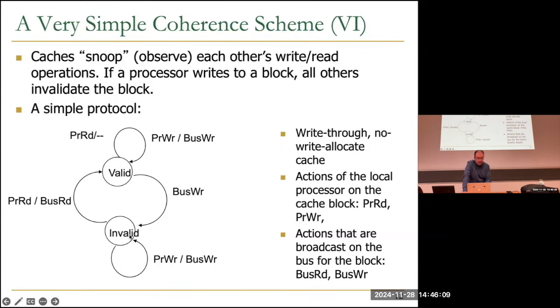Yeah, here also, if you are in invalid state and you have a processor write. This is actually the point that I mentioned, which is our cache is no write allocate. So if your cache block is invalid and you have a processor write, you send bus write, which is important because there might be other copies that other caches have and they need to go to invalid state. But you also stay in the invalid because you don't allocate writes to your cache, essentially. Question about this protocol?